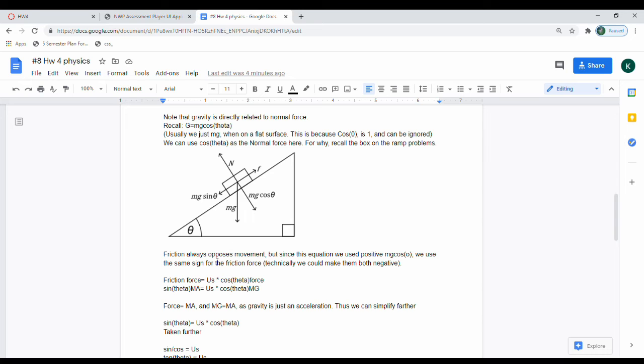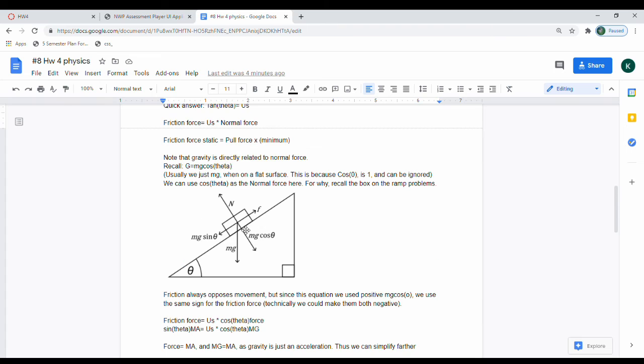So, and then let's talk about the friction. Friction always opposes movement. But since we use positive mg cosine theta, we use the same sign for the frictional force. Technically, we can make them both negative. So what I'm doing here is rewriting this frictional force equals static coefficient times normal force into sine theta, mass times acceleration, because I'm just using the box and ramp as an example. You could use a flat surface if you wanted to. It's the same. Times static friction times cosine theta mg.